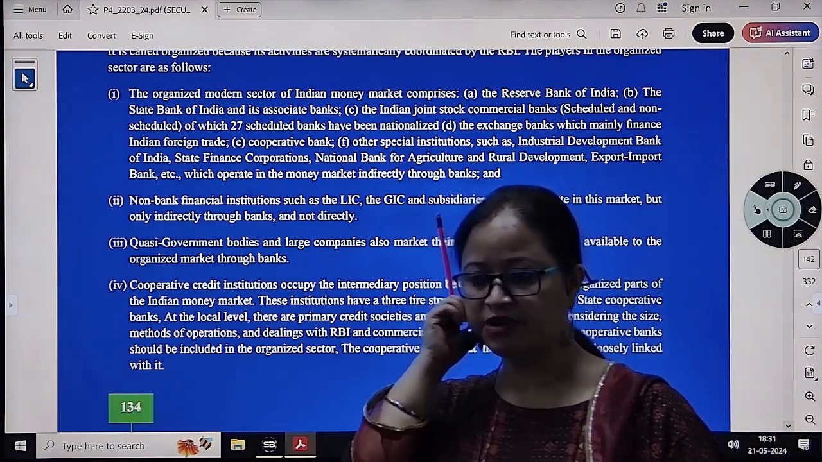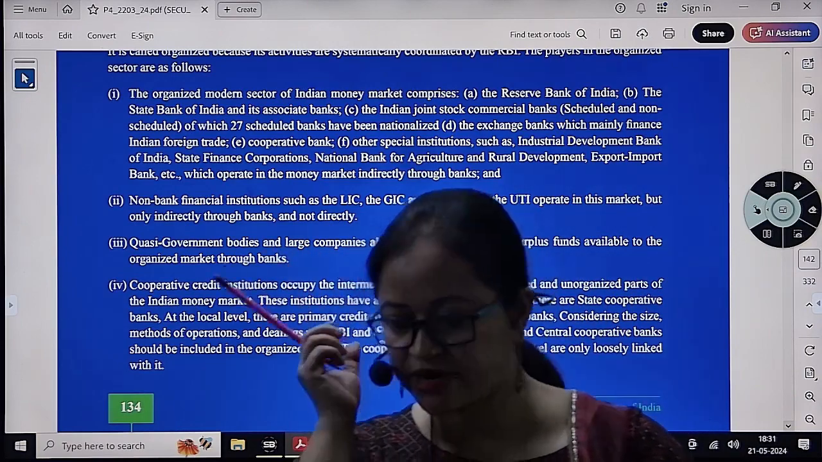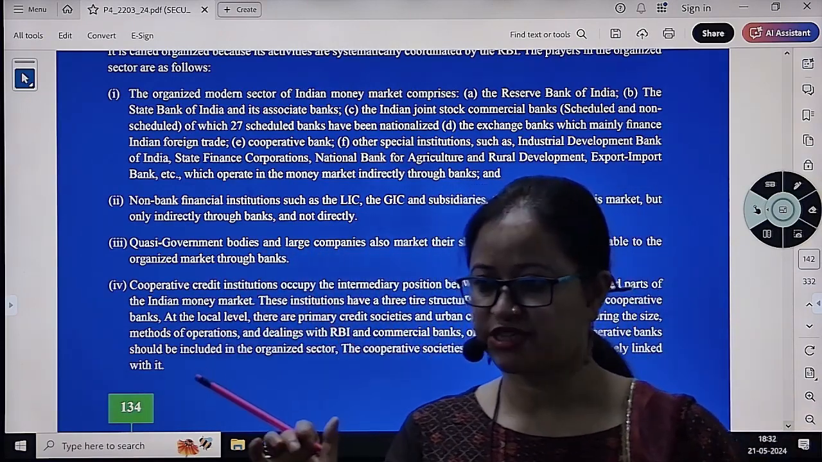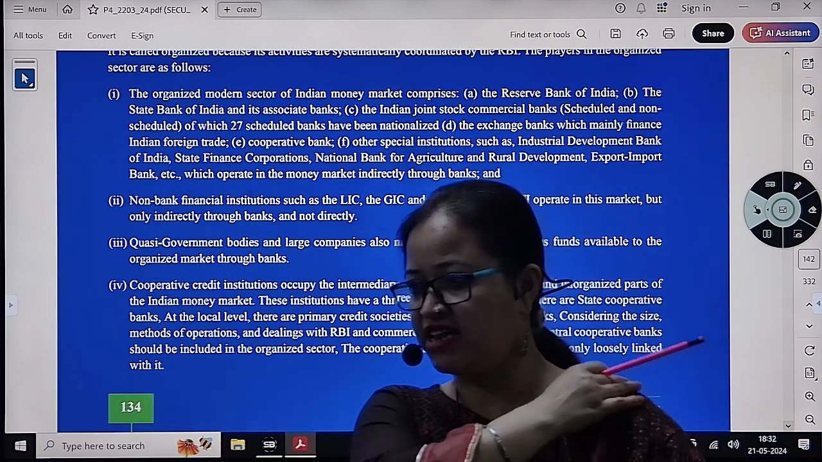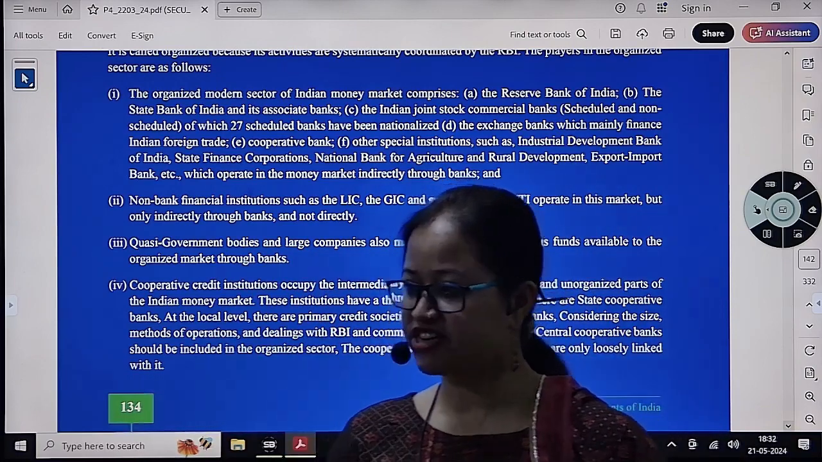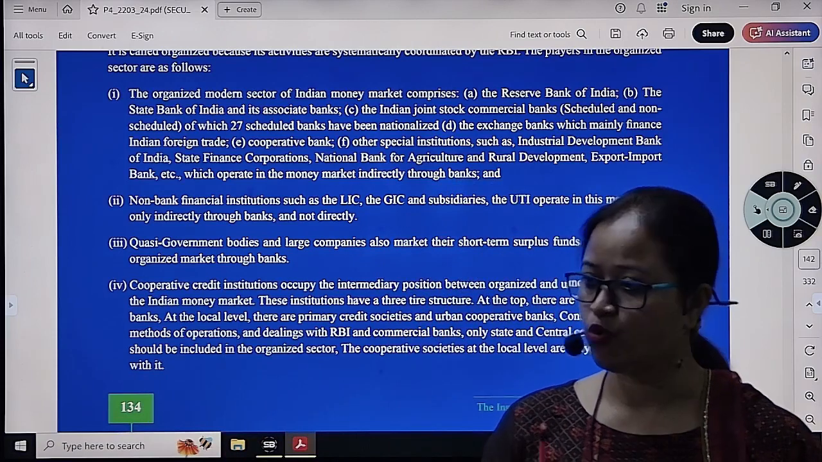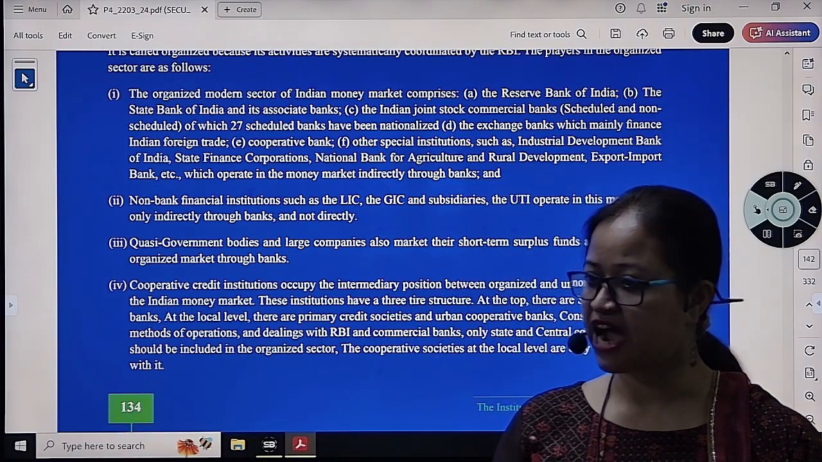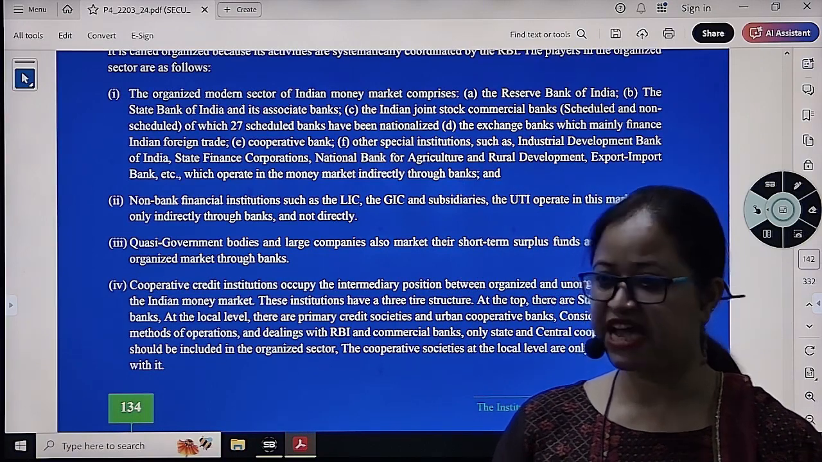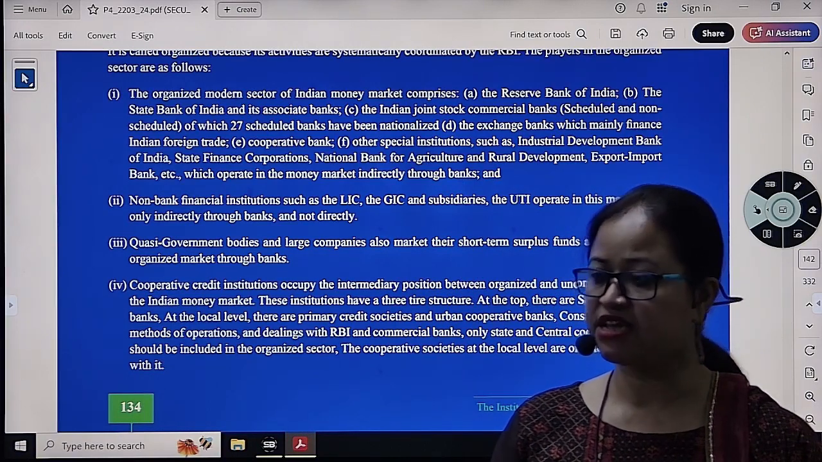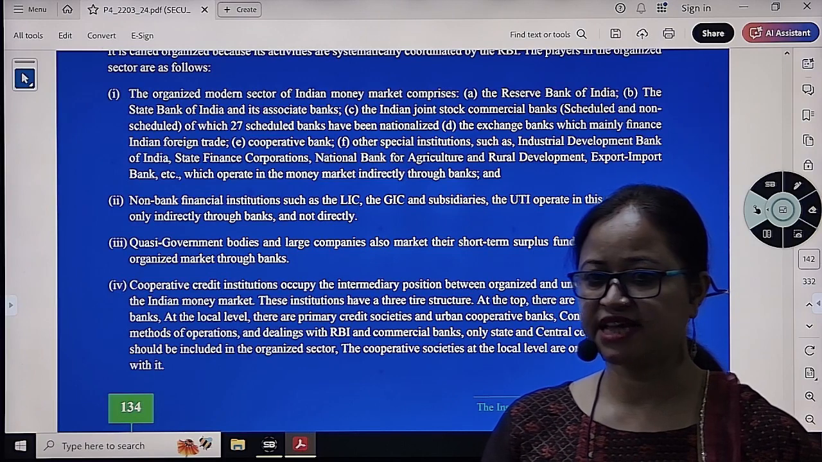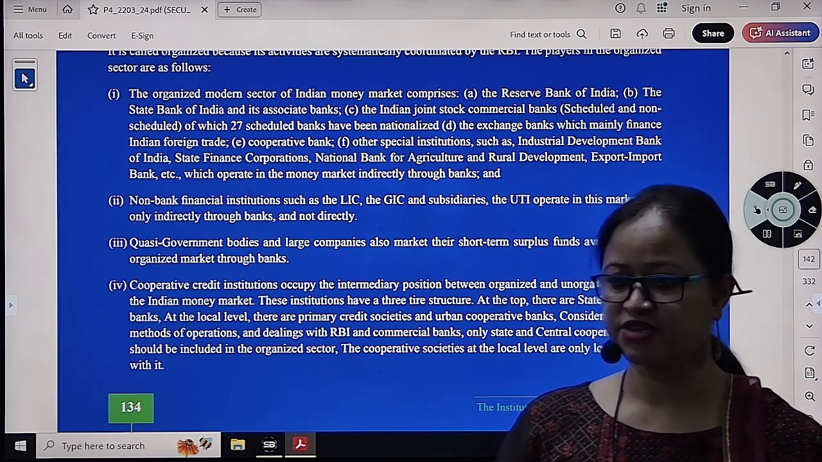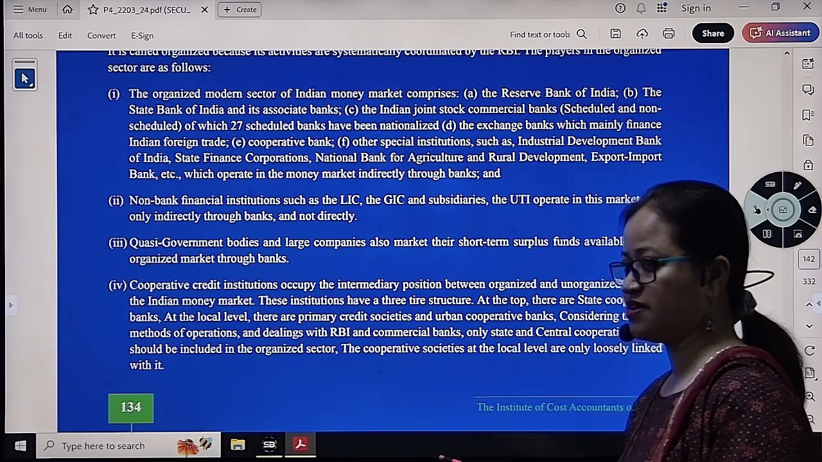Okay, so from this you need to remember money market. Money market is a market for short-term instruments. Okay, and the instruments are converted into cash within 1 year. The participants of money market are RBI, SBI and its associate banks, cooperative banks, then non-banking financial institutions, right? So these are some of the participants.